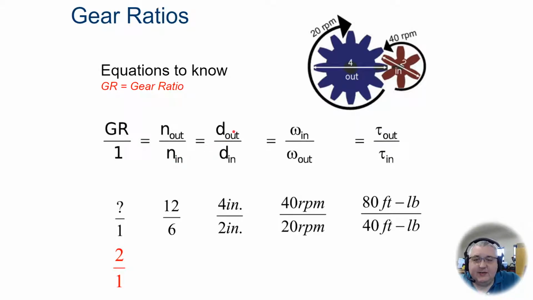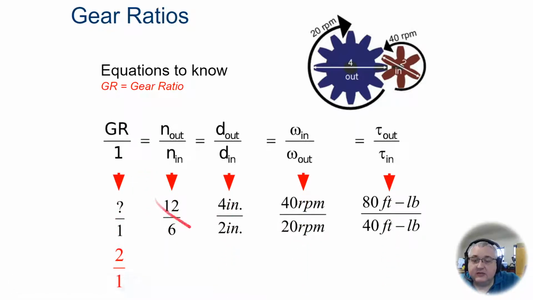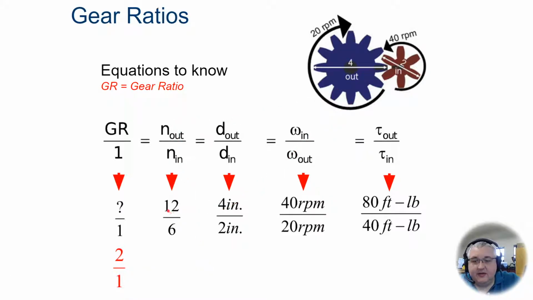Number of teeth. Diameter 4 out versus diameter in 2. Or angular velocity in divided by angular velocity out. Notice that's changed. So we're going to be 40 divided by 20 there. Or torque out divided by torque in. Torque's not labeled on that picture, but we had 80 over 40. In each of these, if we count those, there's 12 teeth there, 6 teeth there. 12 over 6.